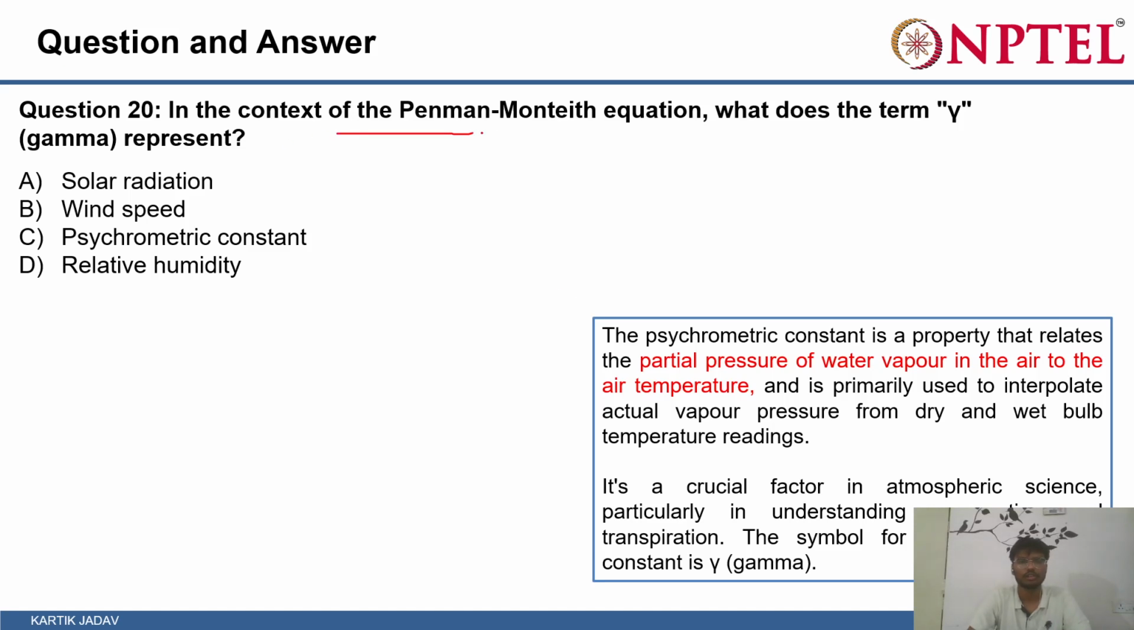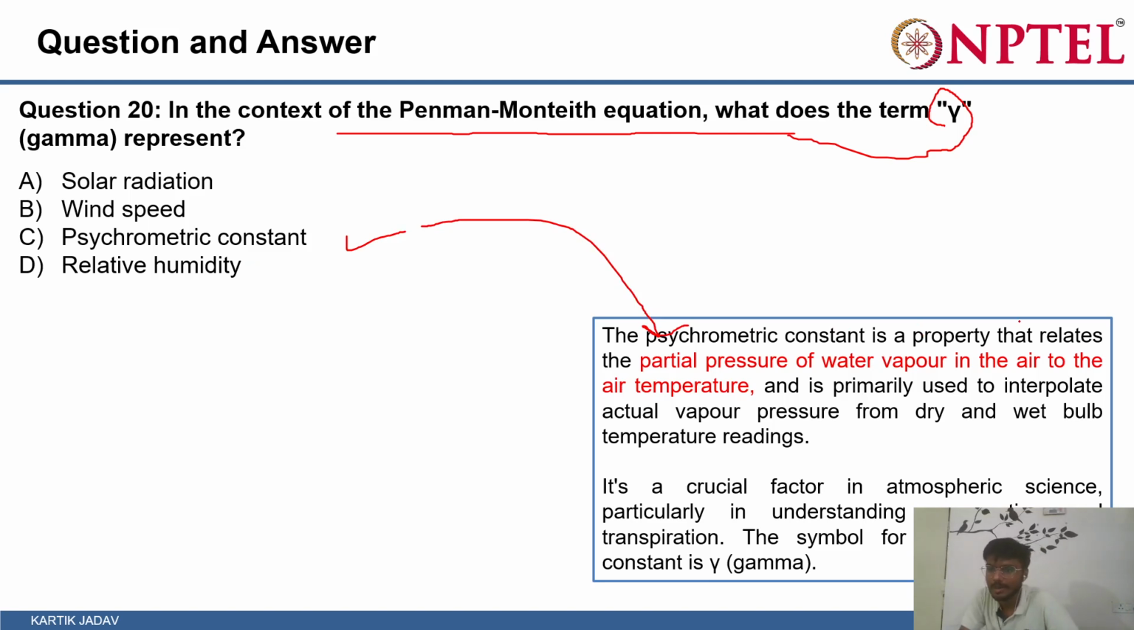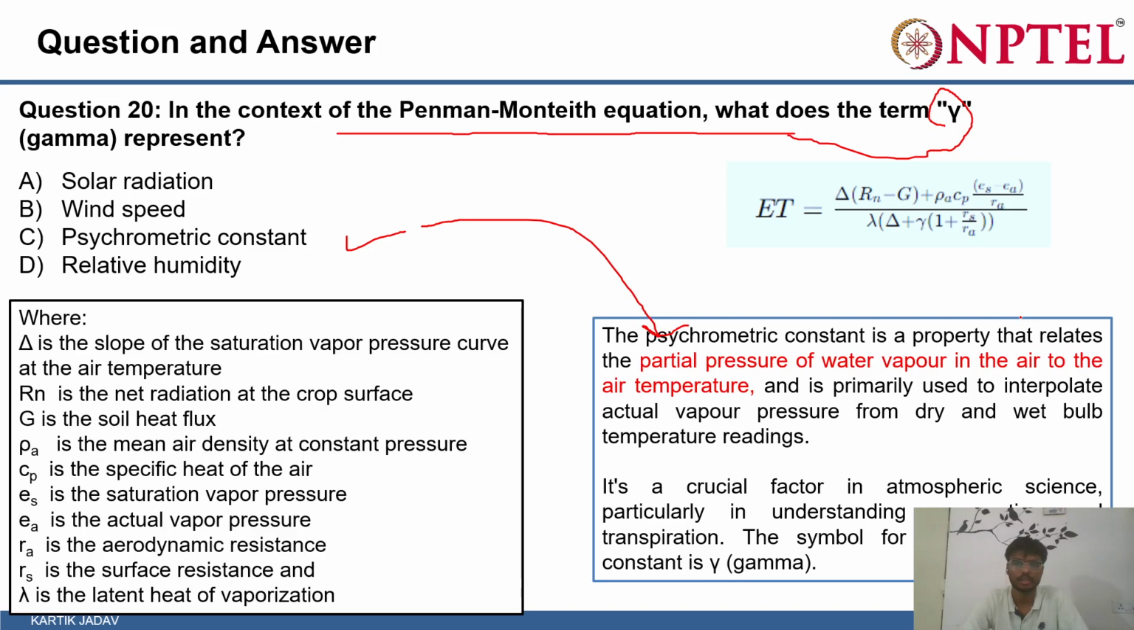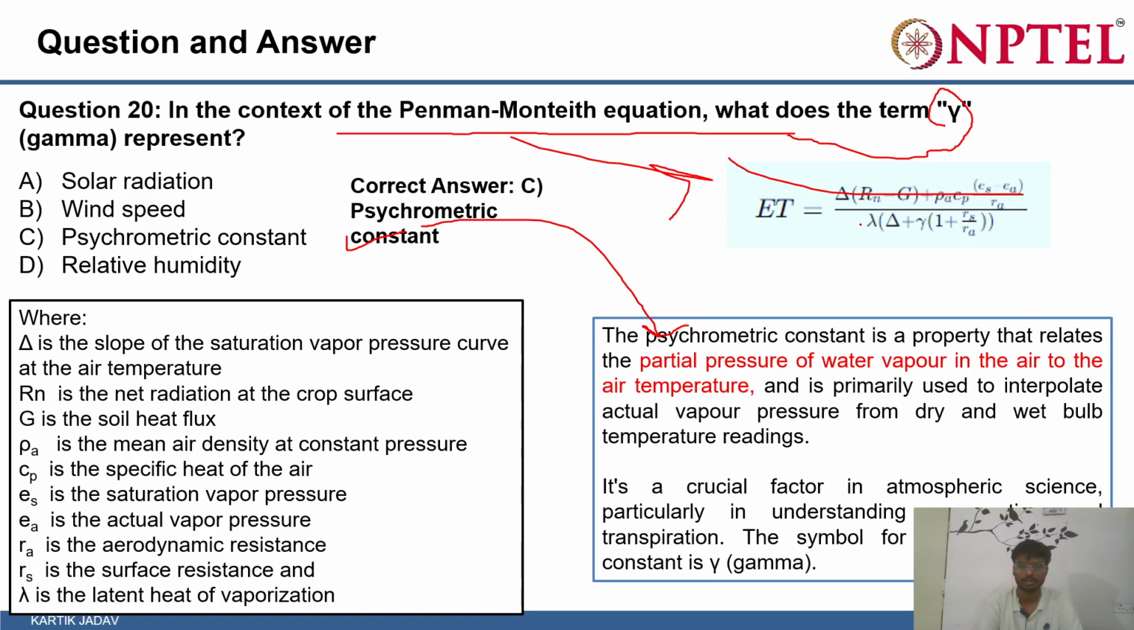Next question, in the context of the Penman-Monteith equation, what does the term gamma mean? So gamma, we know that it is a psychrometric constant, and the psychrometric constant is basically a property that relates the partial pressure of water vapor in the air to the air temperature, and is generally required to interpolate actual vapor pressure from dry and wet bulb temperature readings. Okay, so this is the Penman-Monteith equation, and it uses various aerodynamic terms as well as climatic parameters to estimate evapotranspiration. Correct answer is option C.